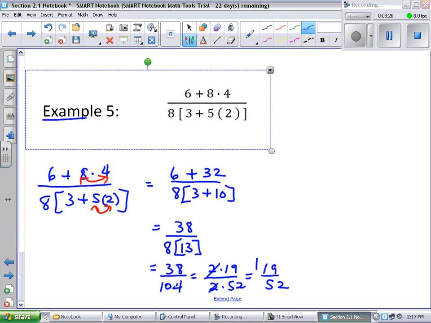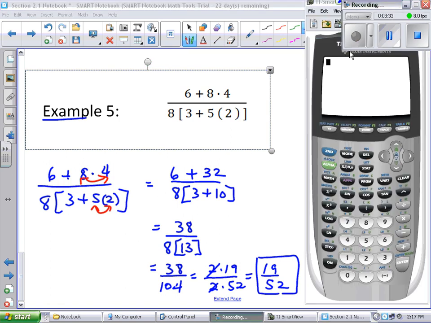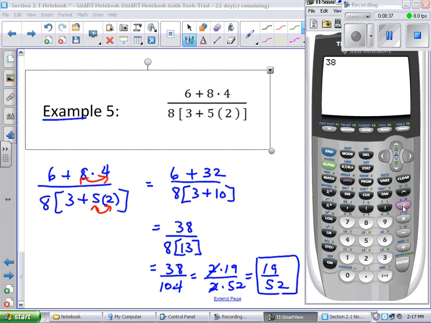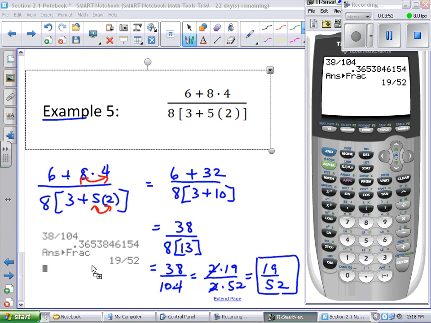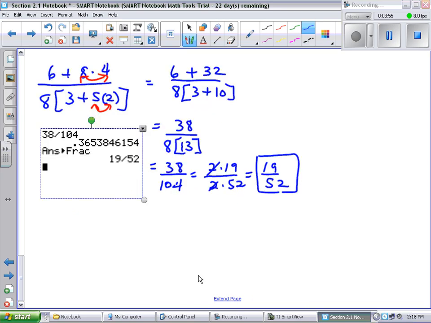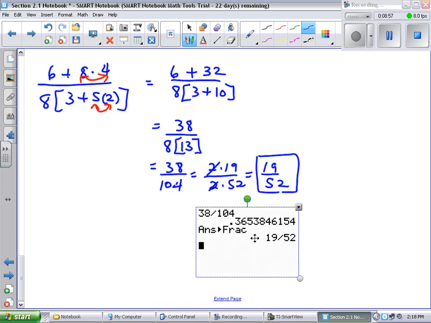I do want to remind you about reducing on the calculator. Let me get my calculator. If I want to reduce 38 divided by 104, I will get a decimal first. Math, enter, we'll take it back to a fraction. It is the fraction 19 over 52. That is what I wanted. Let me drag it down right underneath it so that you can see that they do match.